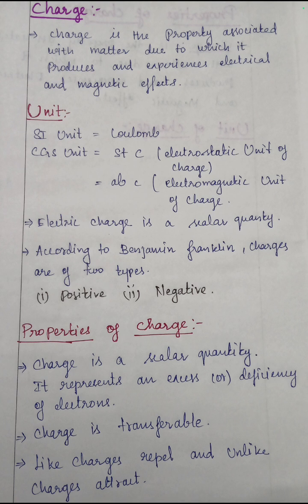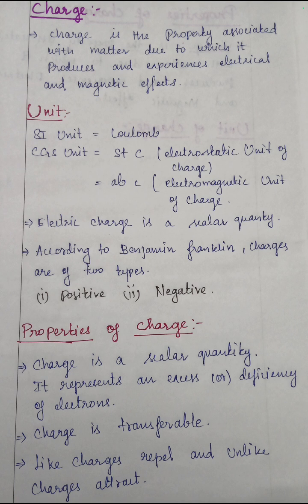Now what are the properties of charge? Charge is a scalar quantity, meaning it represents only an excess or deficiency of electrons. When a body gains electrons, it becomes negatively charged. When a body loses electrons, there is a deficiency of electrons, and it becomes positively charged. So charge is a scalar quantity. It is simply a number telling the excess or deficiency of electrons.